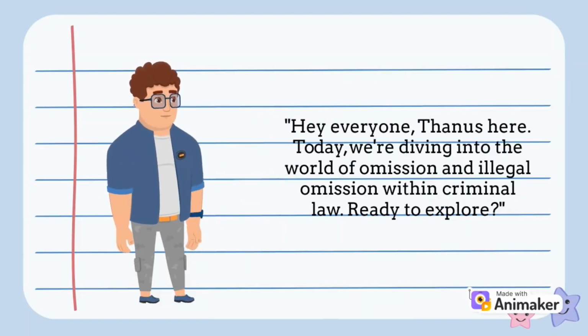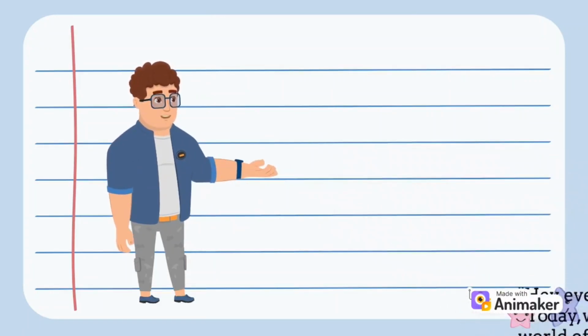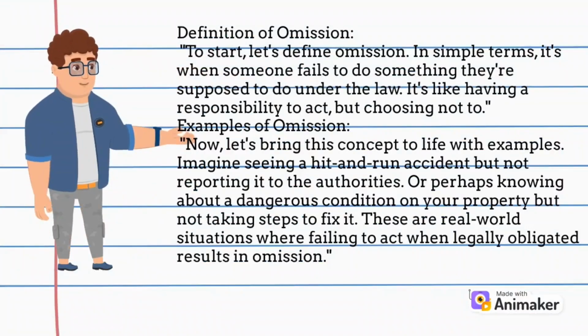Today, we are diving into the world of omission and illegal omission within criminal law. To start, let's define omission. In simple terms, it's when someone fails to do something they are supposed to do under the law. It's like having a responsibility to act but choosing not to. Imagine seeing a hit-and-run accident but not reporting it to the authorities. Or perhaps knowing about a dangerous condition on your property but not taking steps to fix it. These are real-world situations where failing to act when legally obligated results in omission.